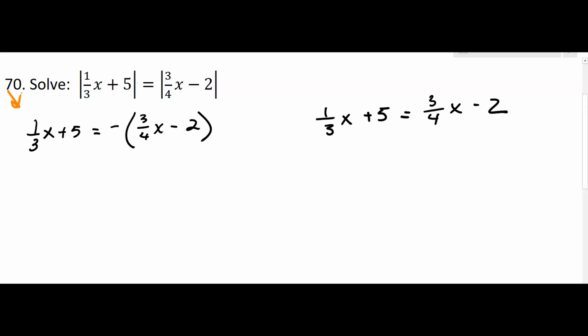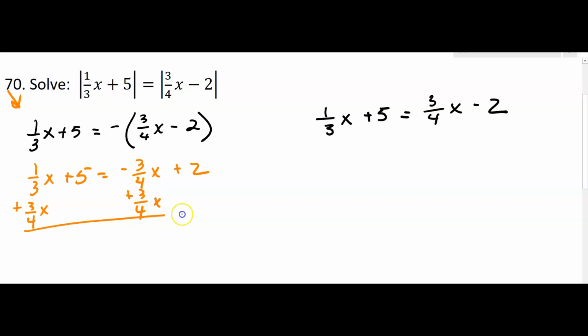Okay, so there's a lot of fractions in here. I'm going to show you two different ways to do it. So on the first one, I'm going to say 1/3 x plus 5. I'm going to go ahead and distribute the minus sign. So that's something to remember you need to do there. And then I'm going to go ahead and add the 3/4 x over. You could write it that way if you wanted to.